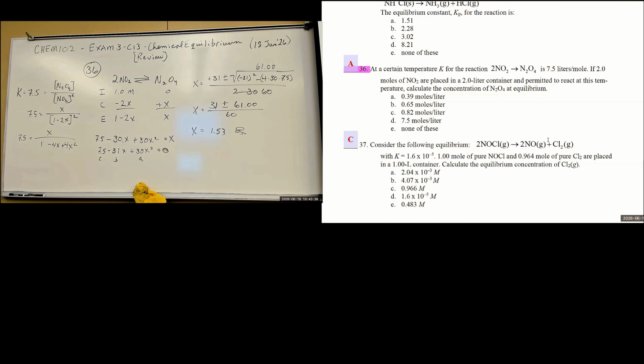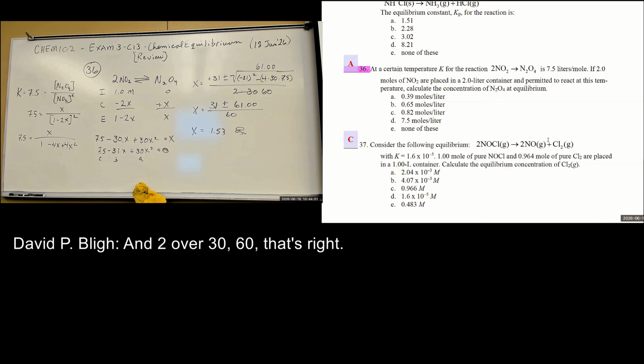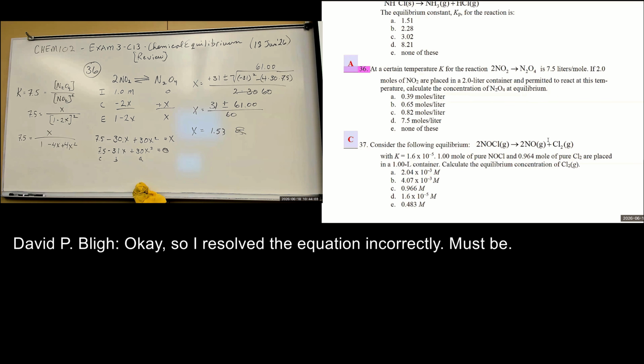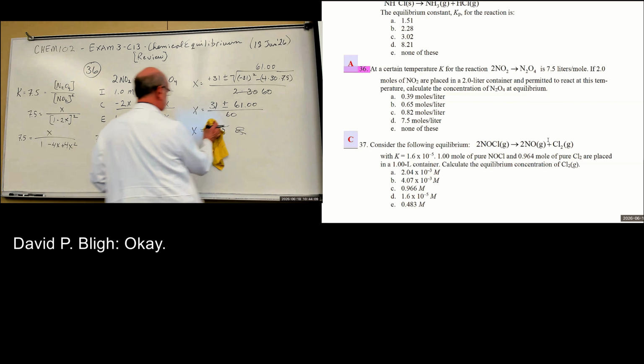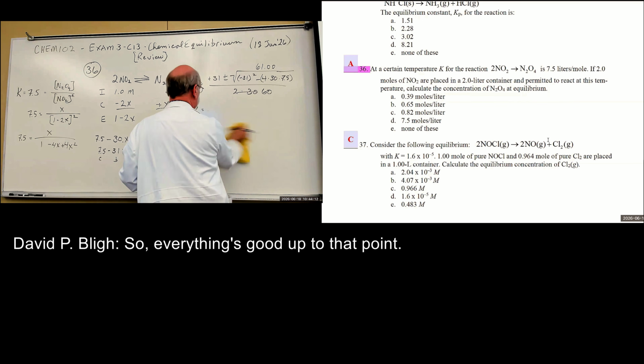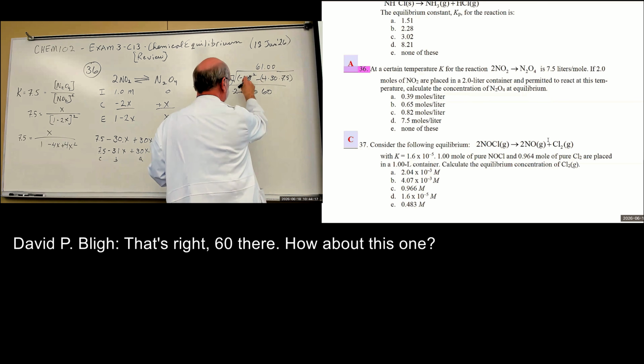Okay. Minus b should be 31. Yep. Then 31 squared minus 4a. Okay, that's right. And 2 over 30, 60. That's right. Okay, so I resolved the equation incorrectly. It must be. Let's do that again then. Okay. So everything's good up to that point. That's right, 60 there. How about this one?